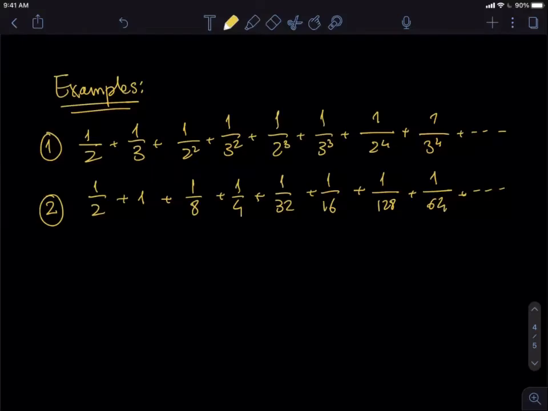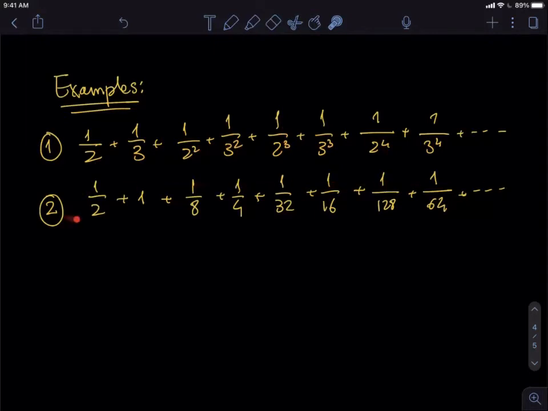Let's do some examples of application of the root and ratio tests. The first one, we have a series that is 1/2 plus 1/3 plus 1/2 squared plus 1/3 squared plus 1/2 to the power 3 plus 1/3 to the power 3, and so on. By now, we have already spotted the pattern, right? So we have 1/2 and 1/3 to the power 1, then 1/2 and 1/3 to the power 2, then the power 3, 4, and so on. So that one we have figured out.